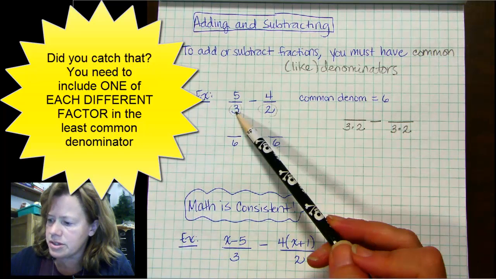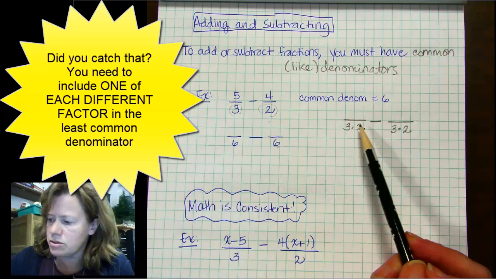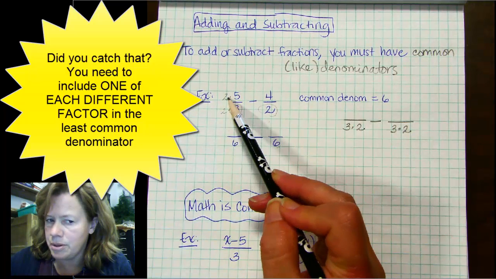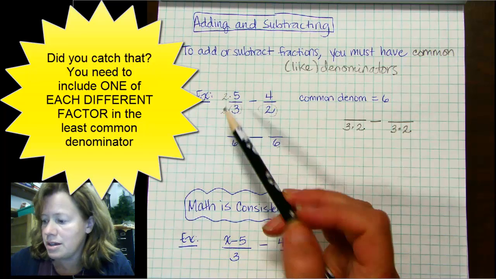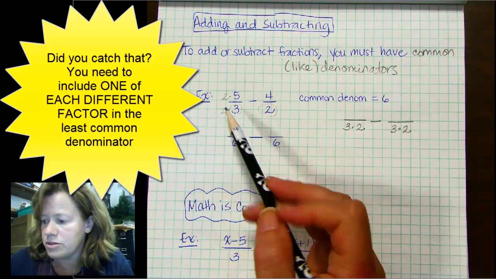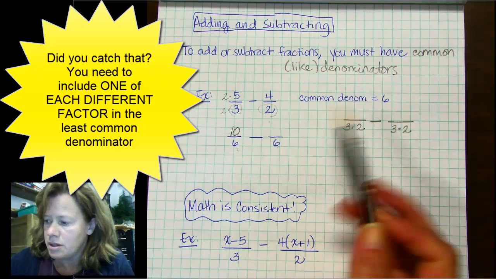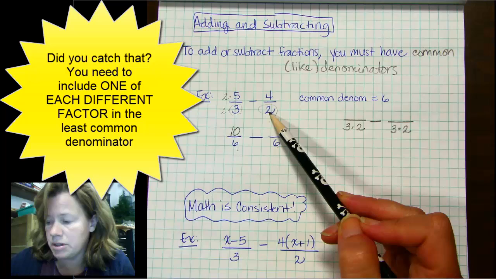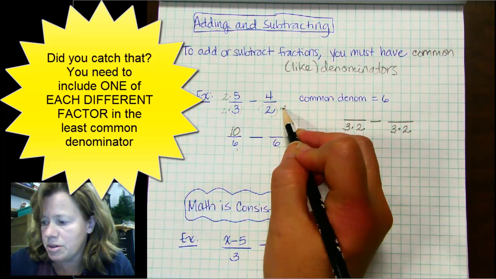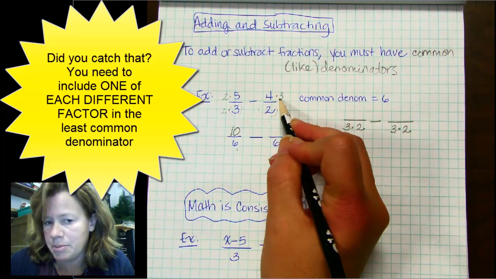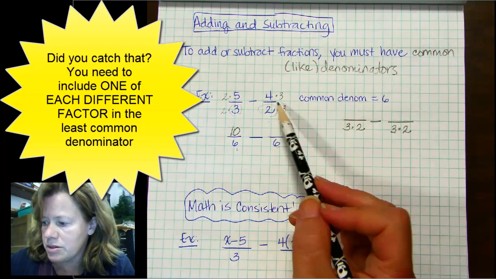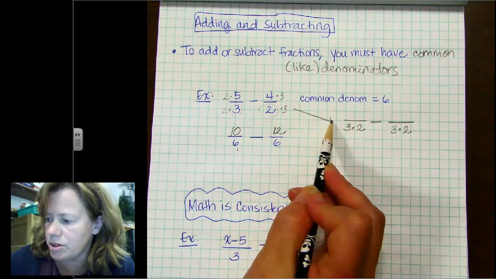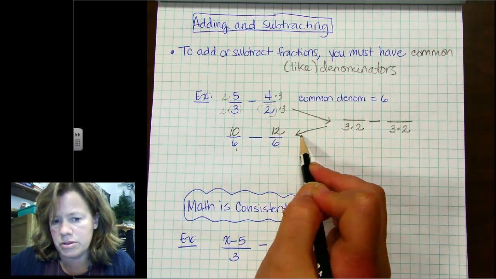And then you look and say, oh, this guy, 3, is missing a 2. So you multiply it by 2. And what you do to the bottom, you have to do to the top. So 5 times 2 is 10. Over that 2 times 3 is 6. Over here, this guy has just the 2, not the 3. So I need to multiply it by 3. What I do to the bottom, I do to the top. 4 times 3 is 12. So this is kind of a little sidestep through the thought process with numbers.